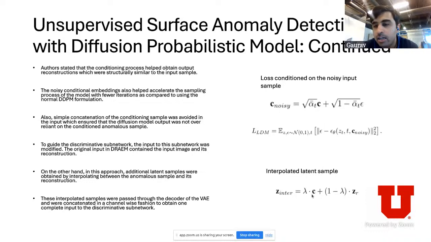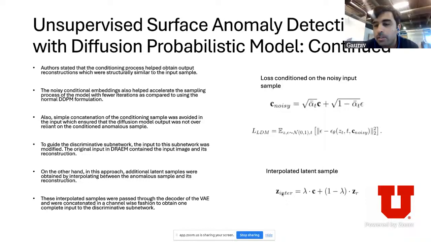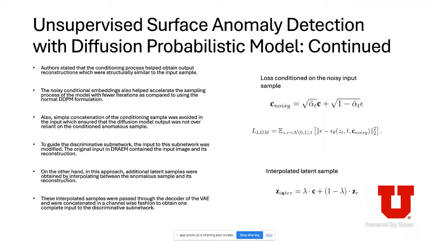So that's the interpolated sample. Yeah. So basically you actually don't have your Z_inter, it should be Z_R, right? You just corrupt Z_R with some noise and throw it into the DDPM network to recover the noise. But right now you switch from Z_R to Z_inter, and then you get the updated C, then you do the C noisy.